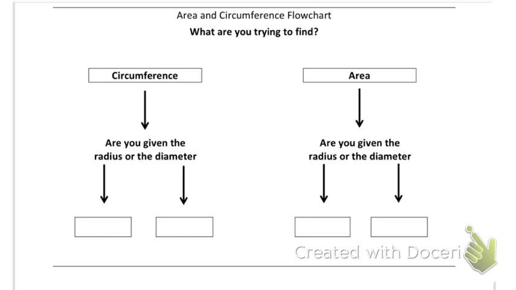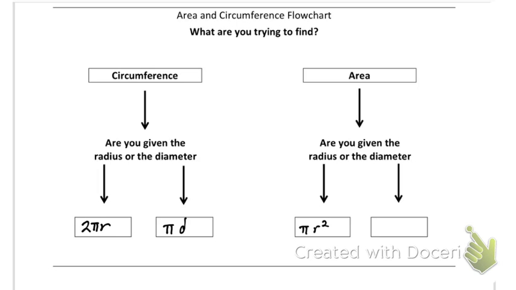Slightly less helpful is this little guide. It helps some people. I'm looking for my circumference. If I know the radius, I'm going to use 2 pi r. If I just know the diameter, I'm going to use pi times d. Then we switch gears and go to area. Well, if I'm looking for area and I know the radius, we're going to use pi r squared like we have above.